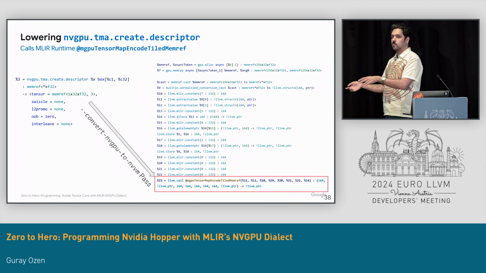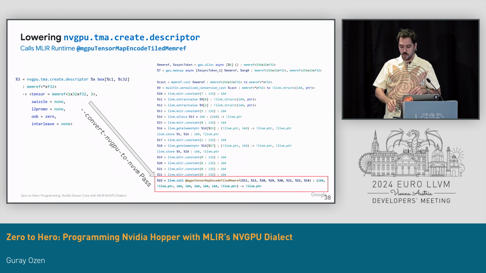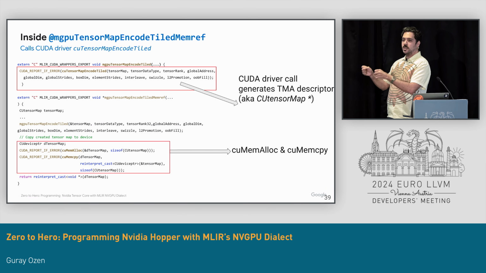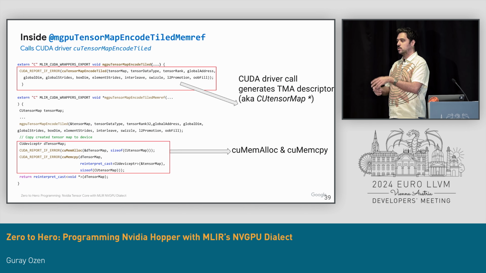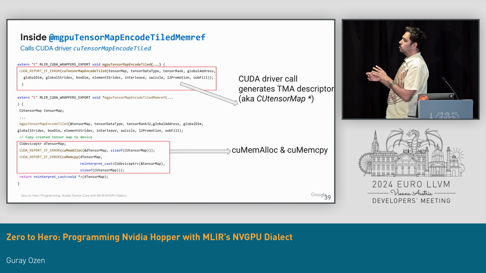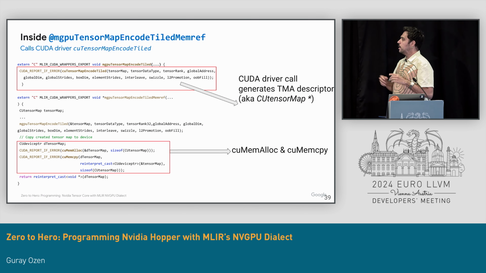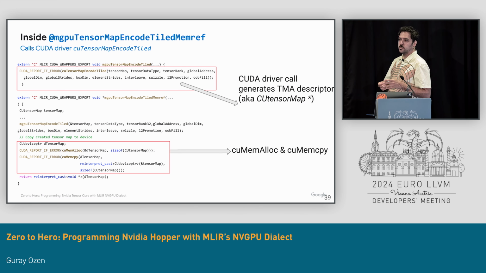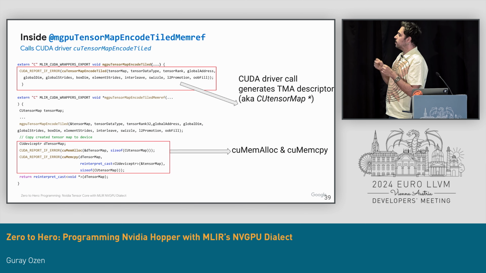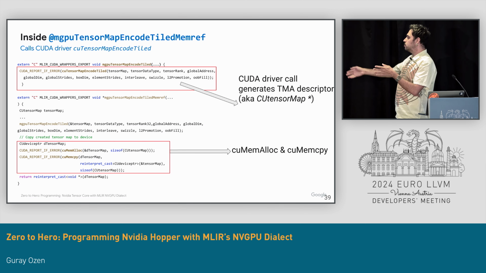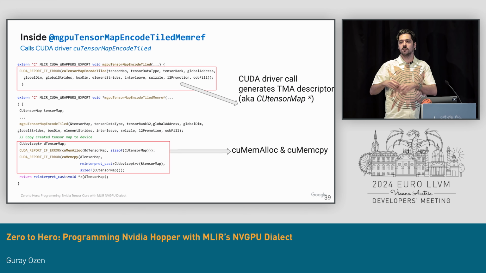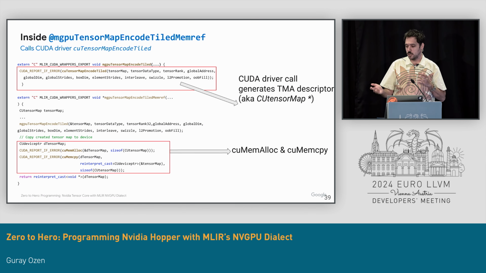It lowers to the runtime. In MLIR, we have a small runtime. And this runtime calls the CUDA driver. We pass everything from Python NVGPU to the CUDA driver, so you have full control. Again, swizzling, strides, box, padding, L2 cache promotion, everything we pass in the runtime. And then it returns our descriptor. And then we finally copy this descriptor to the device using mem alloc and a mem copy. And then we return you the device pointer you can directly use in your GPU code.